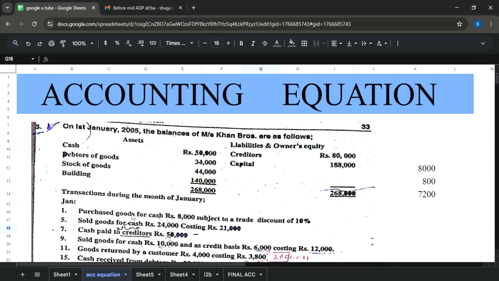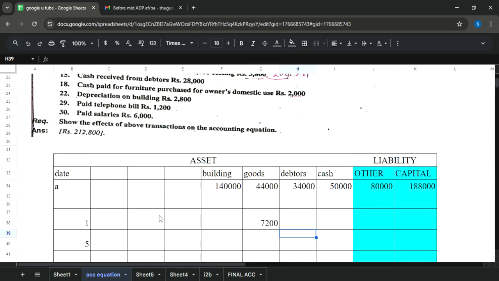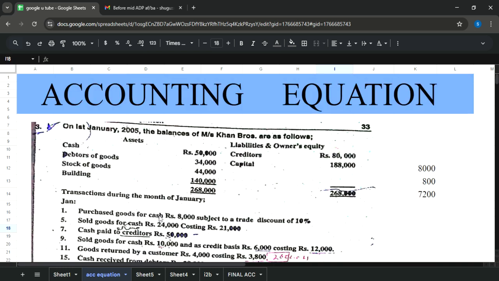Since these goods were purchased for cash, it means cash is going out. You will go to the cash column and there you will mention 7,200 as your cash decrease. First entry is completed. Now let's see what the second entry is saying.